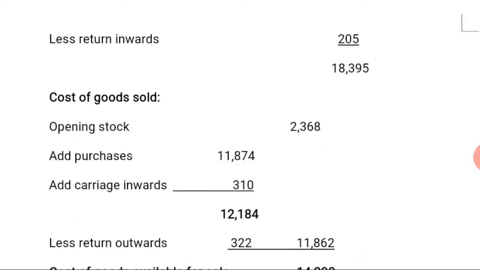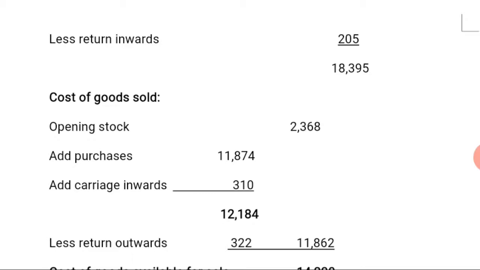Now, opening stock 2,368 naira. Then you place it under the middle naira column in your book. Then you now start with purchases.